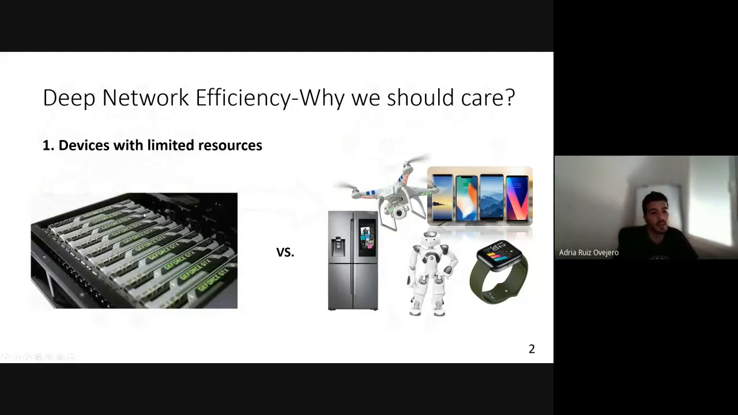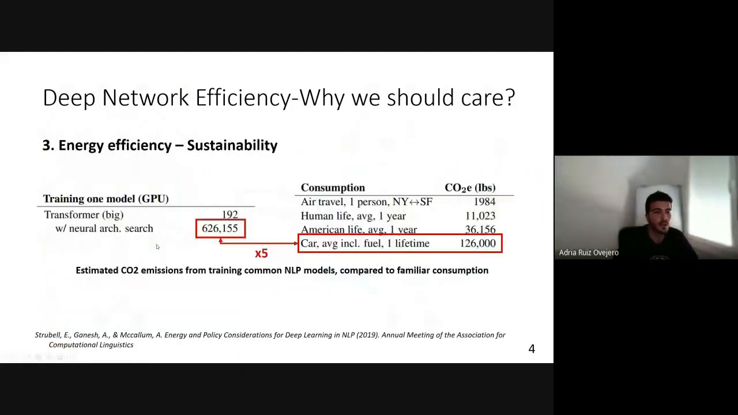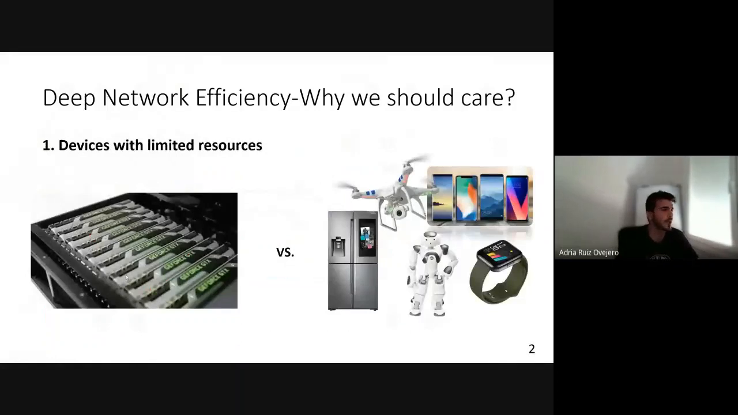So it's not the same to deploy a model into a cluster of GPUs with a lot of computational power than deploying it into devices like drones or smartphones or robots, because the hardware is much more limited, right? So the computational resources are lower in these cases. So if we train a very big model in a GPU cluster, then we will not be able to run this model on this kind of devices, and there are many implications that we need to consider.